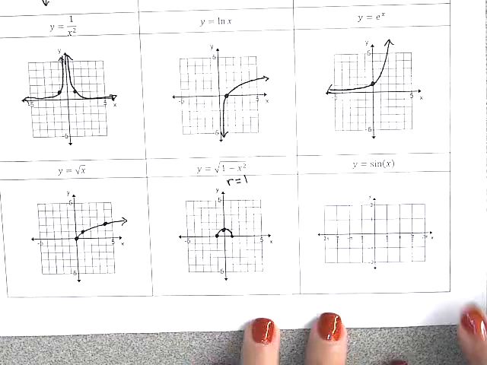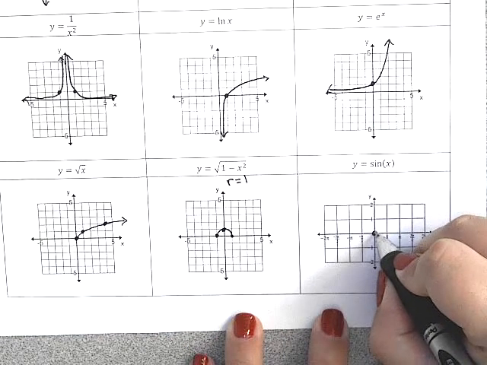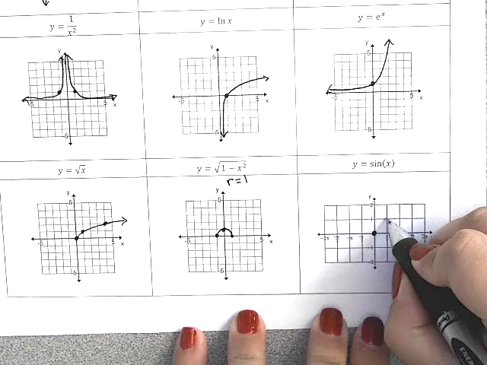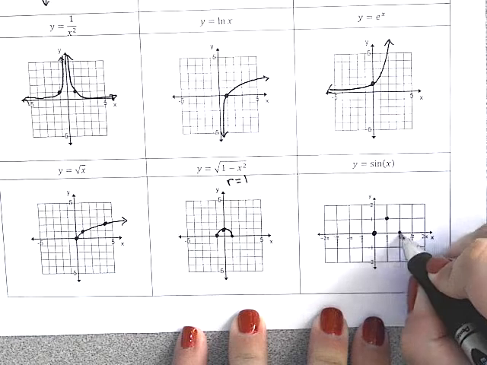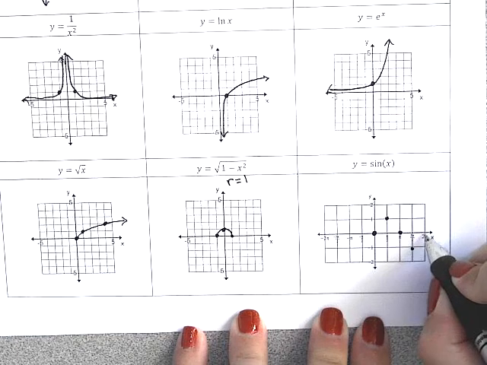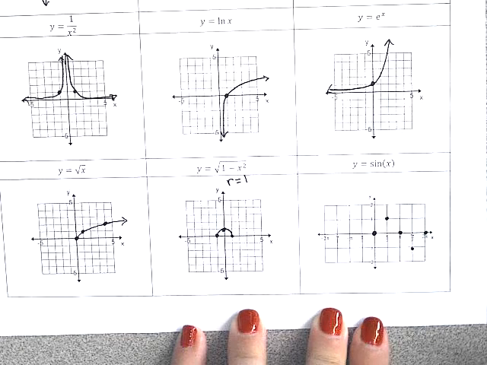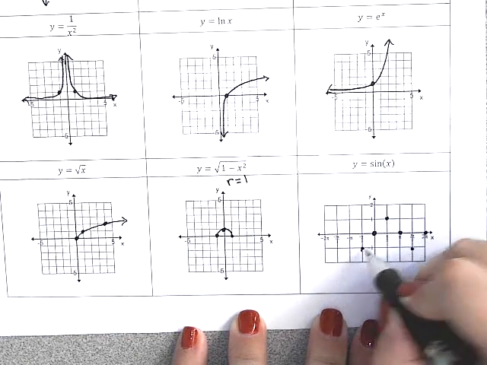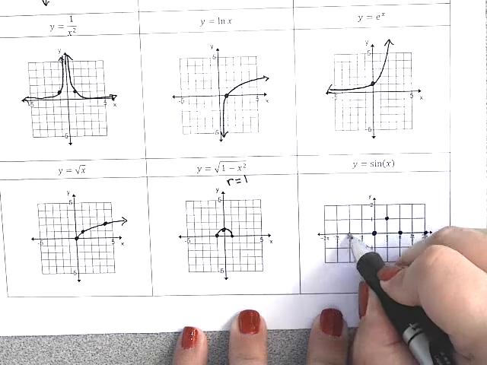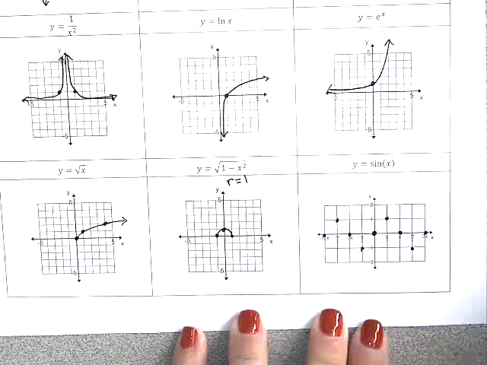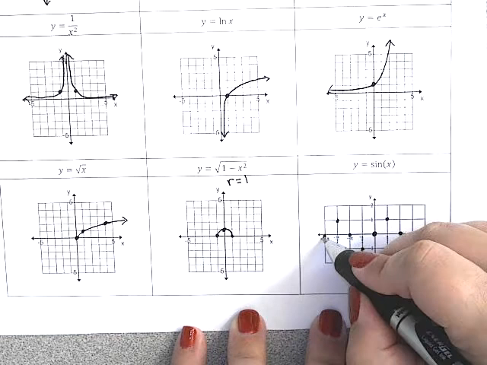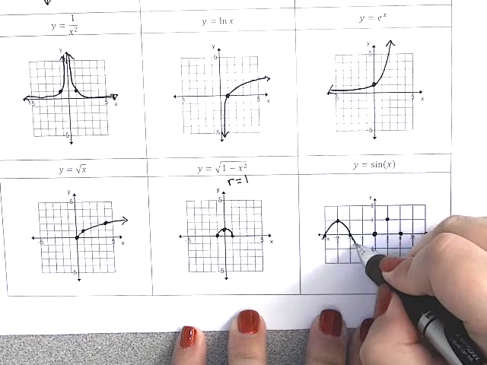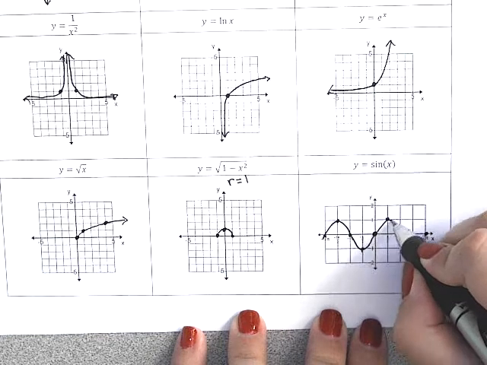The sine function, you guys should know, starts at 0, and then we go to the max, back to the middle, to the minimum, and then back to the middle. And we can go backwards as well, so we could go down, middle, up, middle. That is our basic sine function. And it just bounces back and forth.